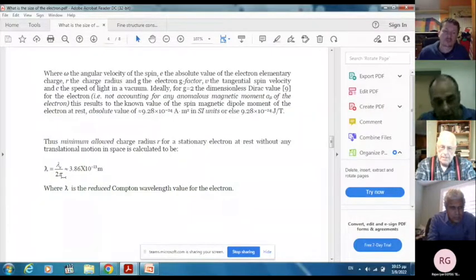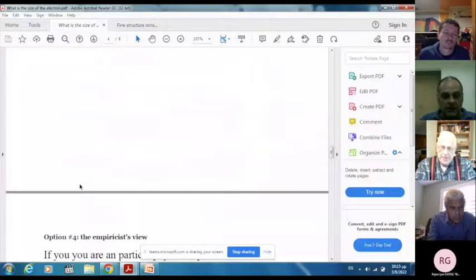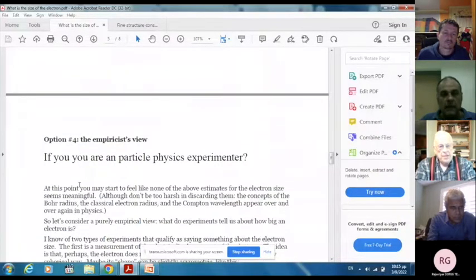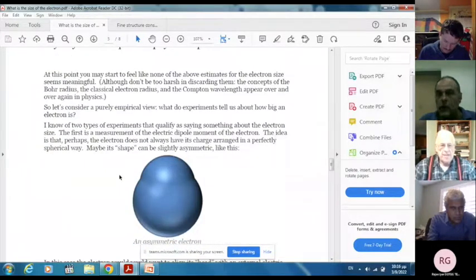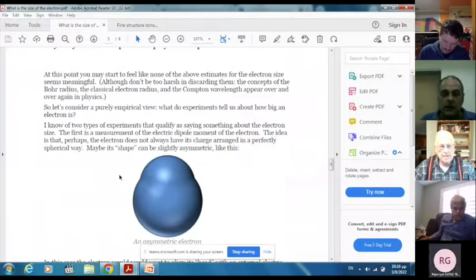Okay. Then we say you have the Compton radius, and then you also have the empiricist view, the experimenters. So what do you say if you're an experimenter? When we say experimenter, there are two ways they try to measure some size for the electron. One is the electric dipole moment of the electron. But we will discuss this later.